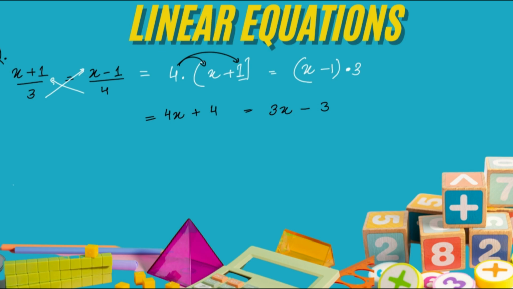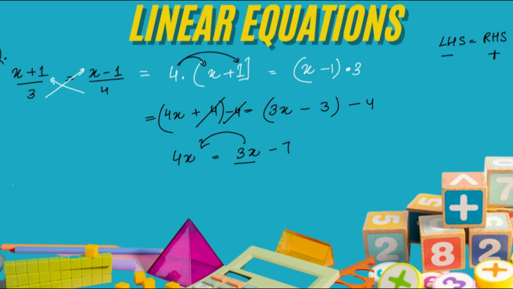Okay, now we are going to subtract 4 from both sides. So this 4 and this 4 get cancelled, so we are left with 4x. Here we are left with 3x minus 7. Now I'm going to transpose this 3x to the LHS side. So remember, when you're transferring something from LHS to RHS or RHS to LHS, if it is positive on the RHS, it will be negative on the LHS side. So this 3x is positive on the RHS side, so it becomes negative 3x when it comes over to the LHS side. So now we have 4x minus 3x, we are left with x, and we get the value of x is equal to negative 7.